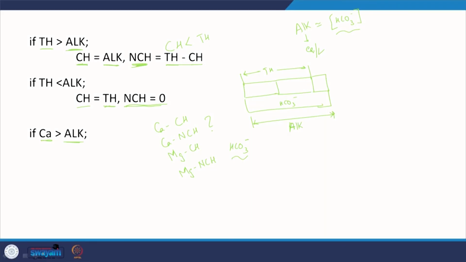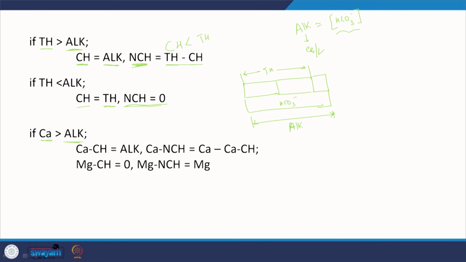So, if calcium is greater than alkalinity, what will we have? Calcium carbonate hardness will be equal to alkalinity, right, and calcium non-carbonate hardness will be equal to the total calcium concentration, let me say Ca total, minus the calcium carbonate hardness. Let me draw a figure that maybe will help us in this manner.